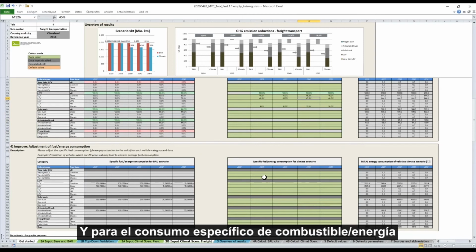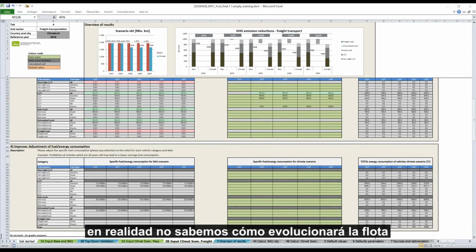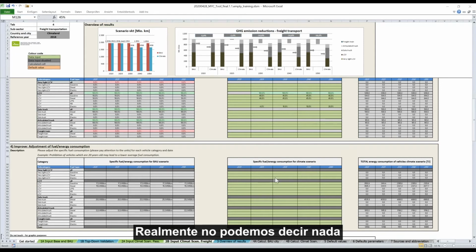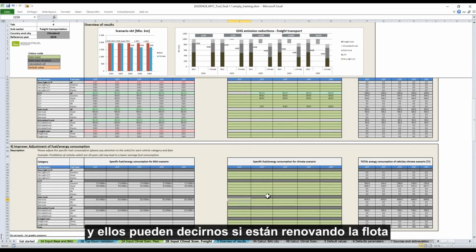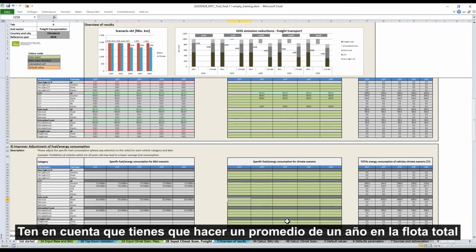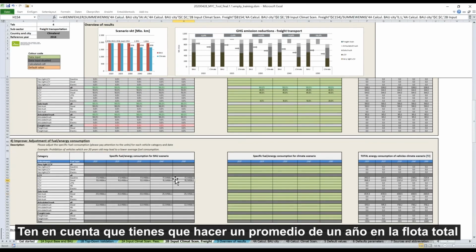And for specific fuel energy consumption, for example, we don't know how the fleet will evolve. We cannot really say anything. Then you can just leave it as it is, or you have some projections. You have talked to the big companies, and they are saying, yeah, we are renewing our fleets every 3 years, so we expect to have better consumption in 10 years or in 20 years. And then you can enter data here. Be aware that you have to make an average on the global fleet.